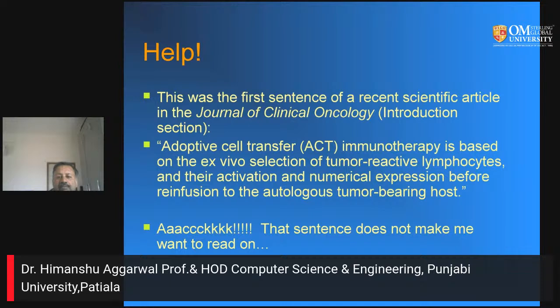Let us have an example. Adoptive cell transfer immunotherapy is based on ex vivo selection of tumor reactive lymphocytes and their activation and numerical expansion before reinfusion to the autologous tumor bearing host. This sentence doesn't encourage me to read such kind of writing, because it is very difficult to comprehend.